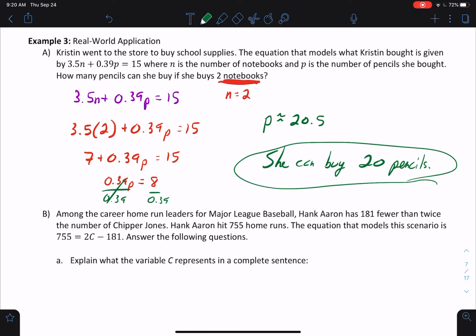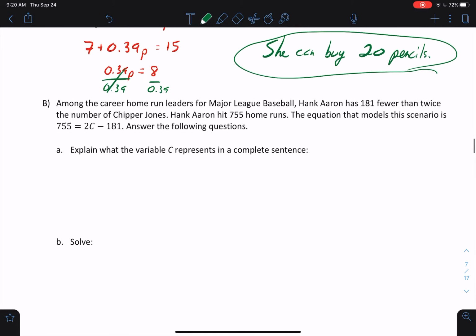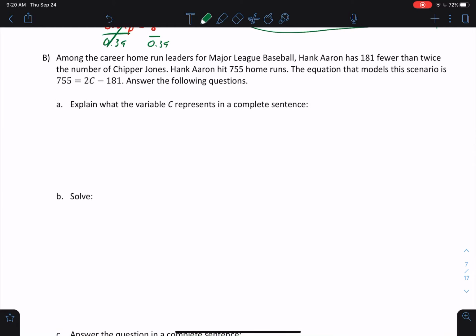Okay? In part B, among the career home run leaders for the Major League Baseball, Hank Aaron has 181 fewer than twice the number of Chipper Jones. Hank Aaron hit 755 home runs. All right, so I'm giving you the equation here. All right, so 755 represents Hank Aaron's home runs. And then Hank Aaron has 181 fewer than 2 times C.